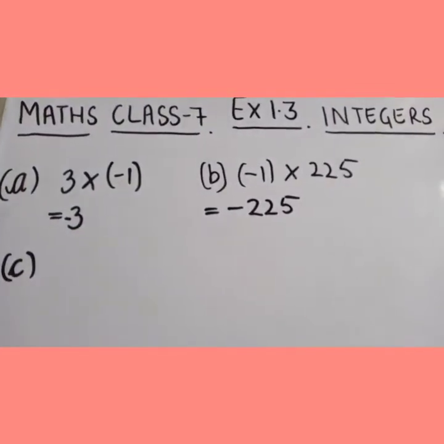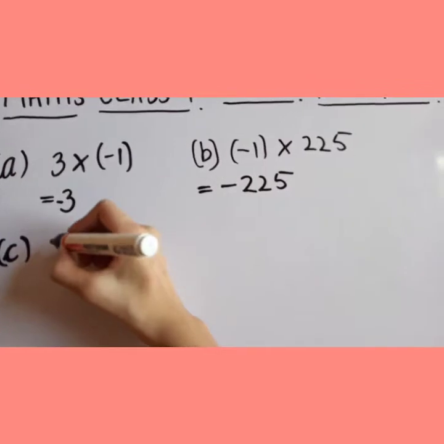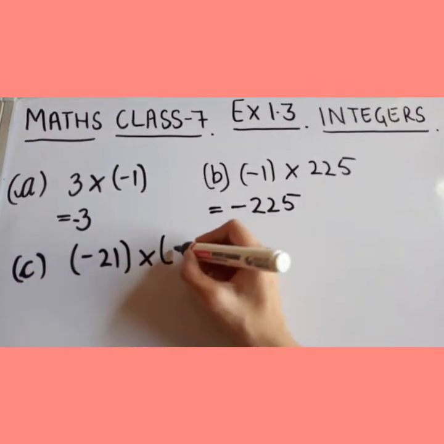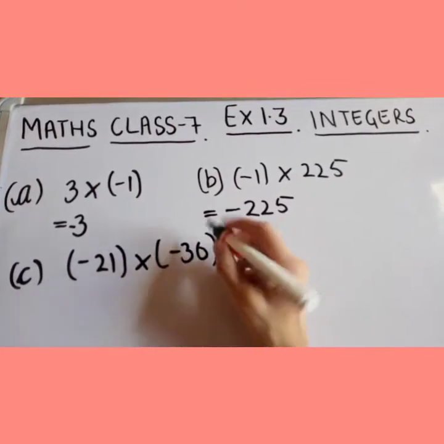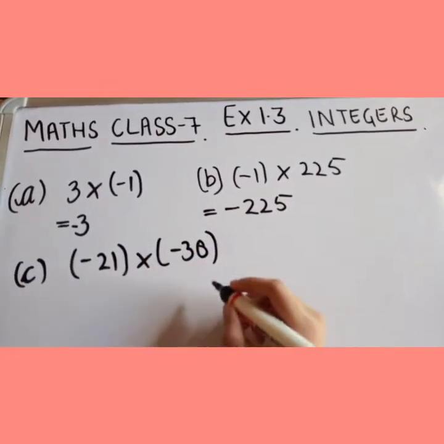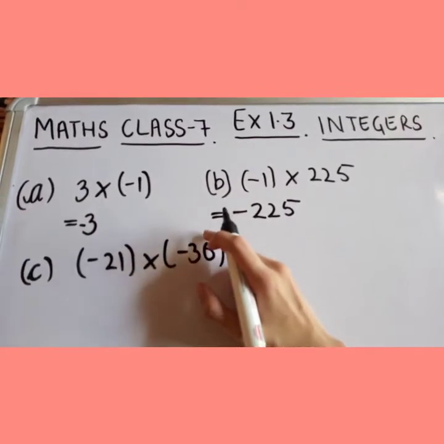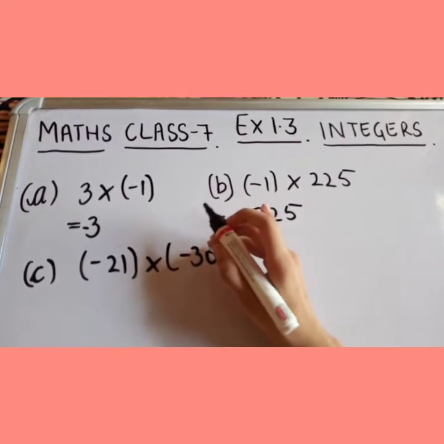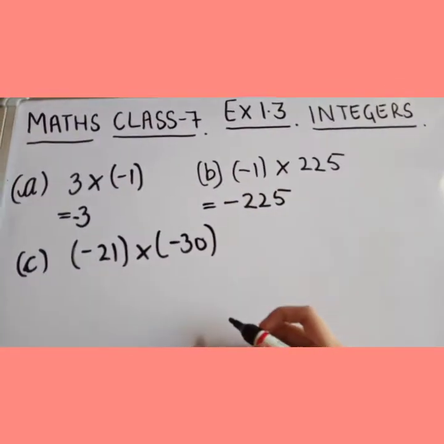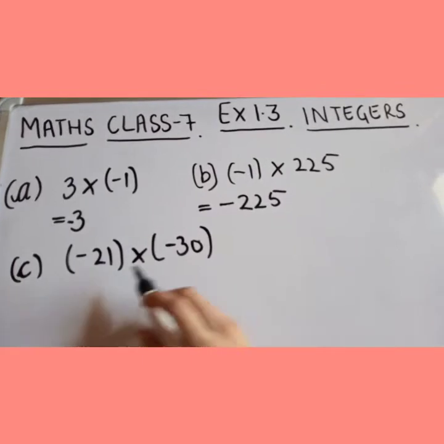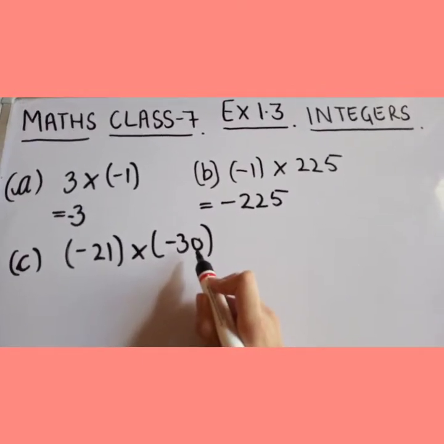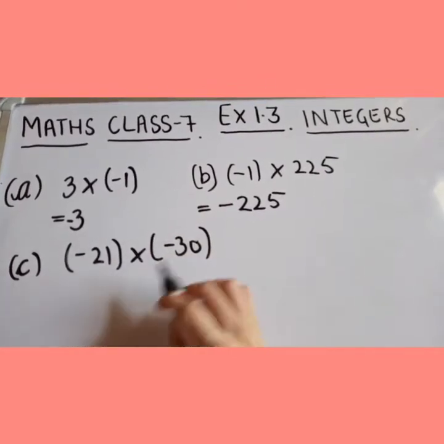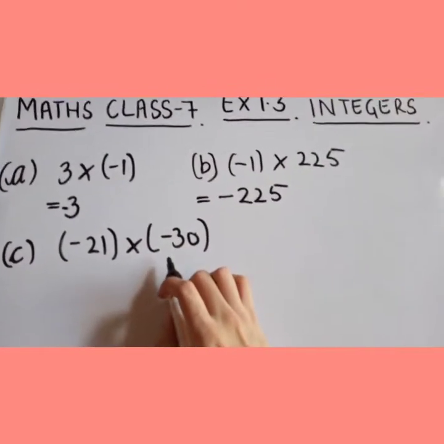Now let's come on to the C part. The C part says -21 multiplied by -30. Wait, let me correct. Okay. Now, -21 multiplied by -30. First of all, let's forget about the signs and let's multiply only the numbers first.